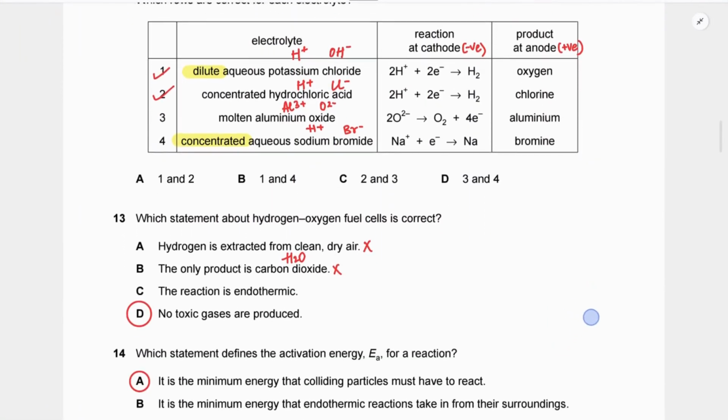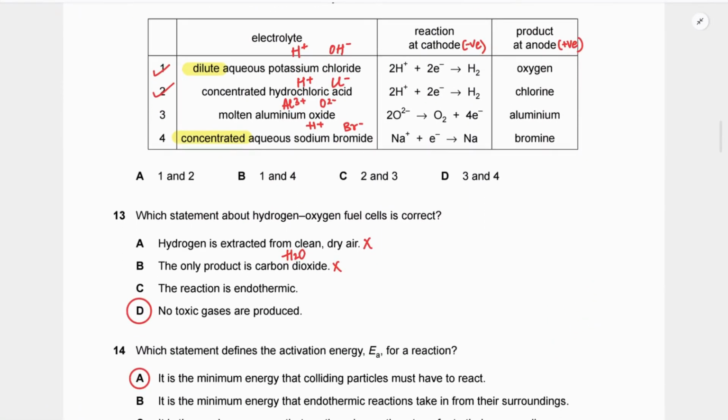Next question. Which statement about hydrogen and oxygen fuel cells is correct? So over here, hydrogen is extracted from clean and dry air. So this is incorrect. The only product is carbon dioxide. No. Water is also released. The reaction is endothermic. No, it's an exothermic reaction. No toxic gases are produced. So over here, which is correct, we are only going to get water. So yes, the correct answer is D.